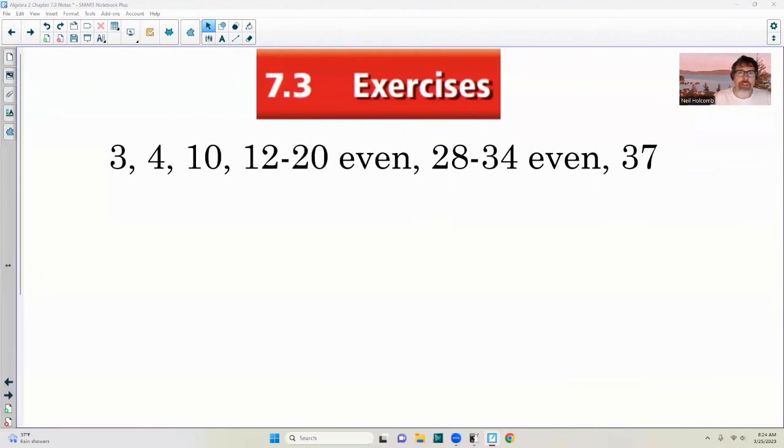Okay, so that brings us to the end of chapter 7.3. Here are the problems that you need to do in your exercises.